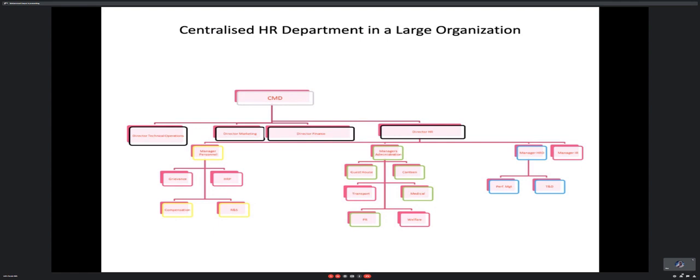Then there are settlement measures if the dispute has already occurred, if the strike has already taken place in the organization.